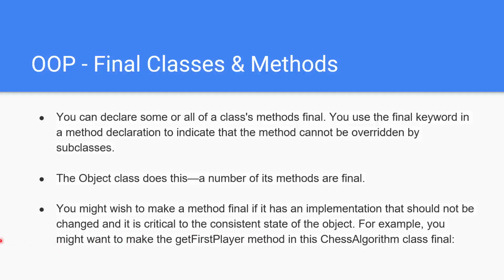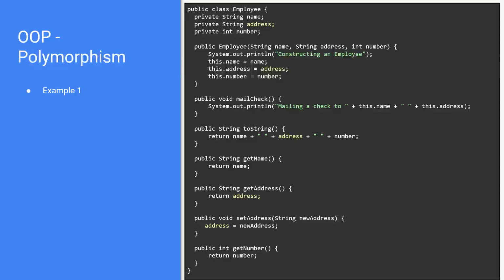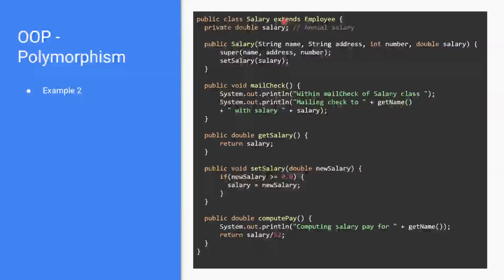Let's take a quick look back at our earlier example. Again, we had this parent class or superclass called Employee and mailCheck. Notice mailCheck here is not final, so when we extend it, we can have this polymorphic behavior. If we used final, this type of changing or overriding of mailCheck would not be permitted.